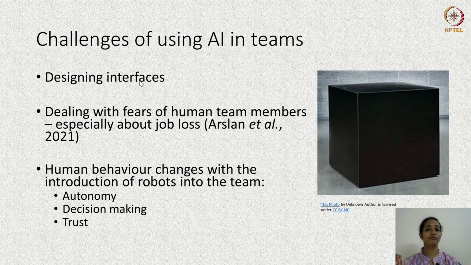There is also a final issue of the black box behavior of AI. That is, most of the team members do not know how AI makes its decisions. And because of this lack of transparency, there can be trust issues.